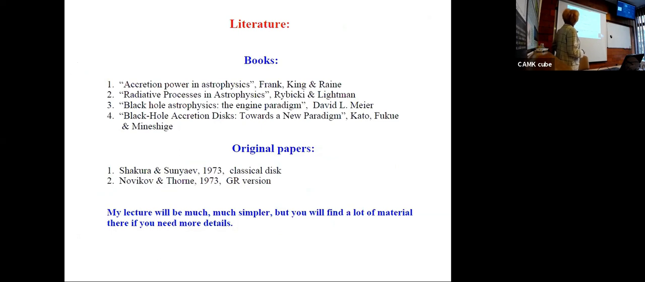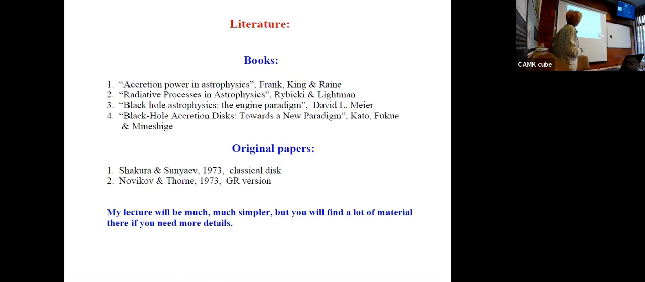Okay. So, recommended books. If you want to know more details, then you can look into those books. Accretion Power in Astrophysics is a really very good book for equations of accretion disks and a lot of other things, including derivation of those equations. Then for radiation, Radiative Processes in Astrophysics is a fantastic basic book.